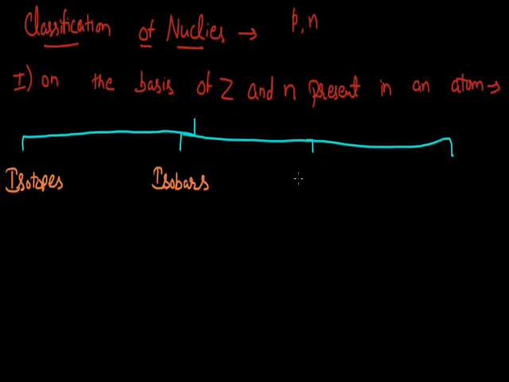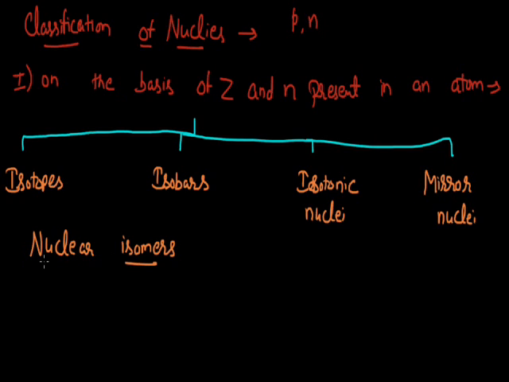The third category deals with those nuclei which are termed as isotonic, and the elements containing these nuclei are termed as isotones. The very last category is termed as mirror nuclei. Except these four categories, there is one more special category that is termed as nuclear isomers.